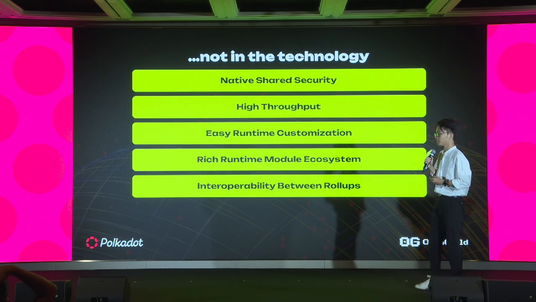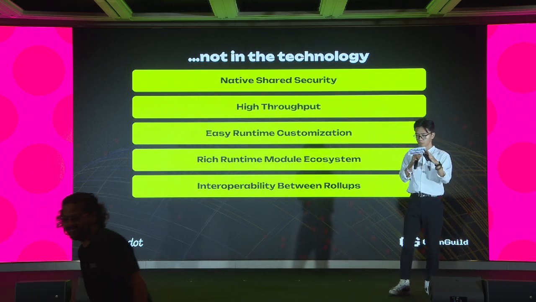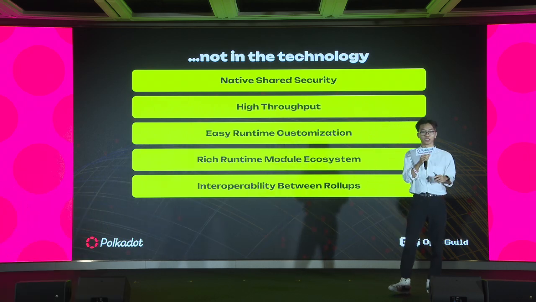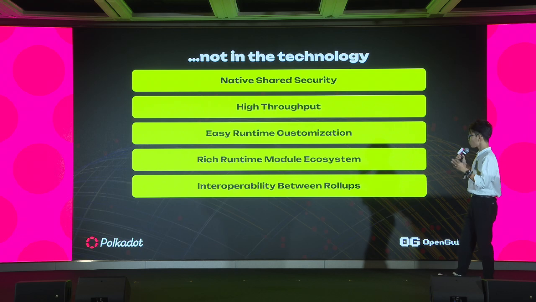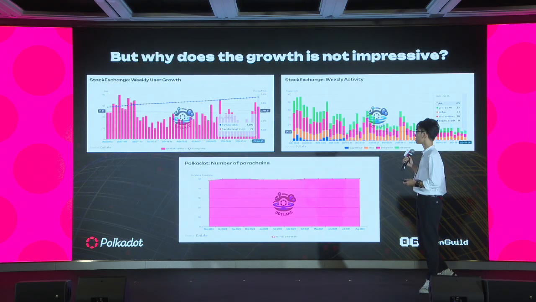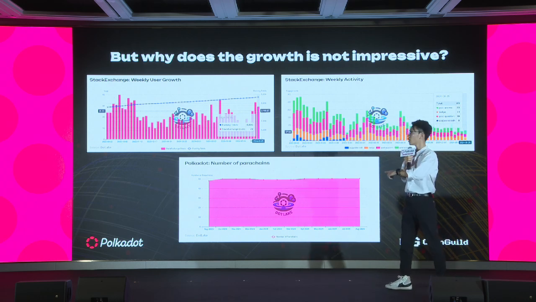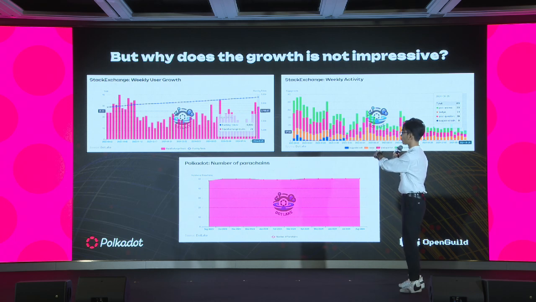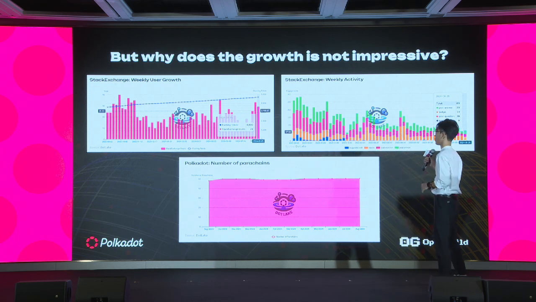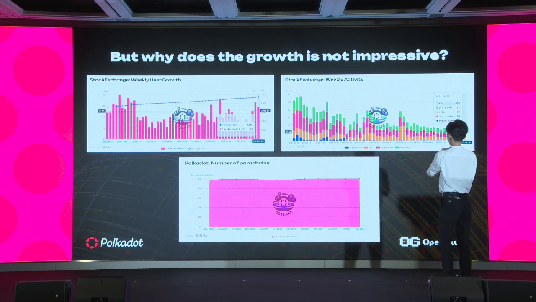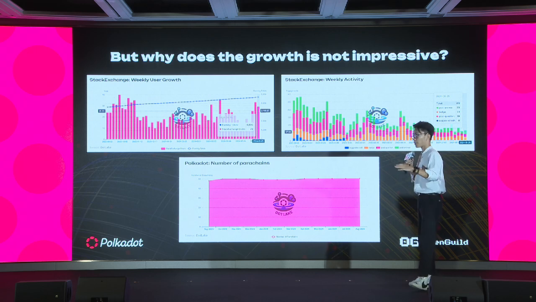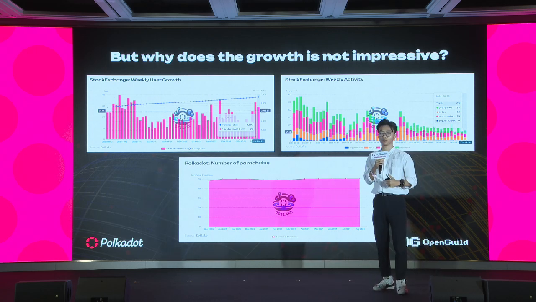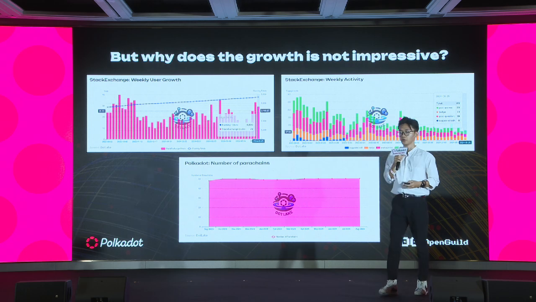There is also a rich runtime module ecosystem. Compared to front-end ecosystems like React, Substrate is quite similar, with the richest ecosystem of libraries that developers can apply. And there's interoperability between rollups and EVMs. But if you look at some statistics from the Parity data dashboard, on Stack Exchange the user rate is not very impressive. There's a slightly increasing trend, but compared to last year it's not a very big number. Activity shows an obvious downtrend. The number of parachains was 50 last year and is also 50 right now. Even though we gathered some new parachains, the churn rate is also quite high.